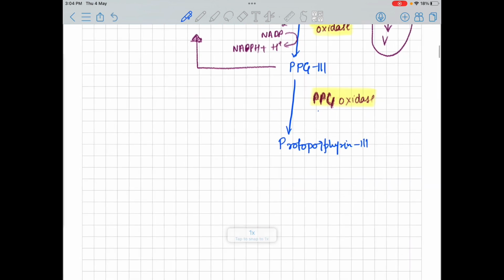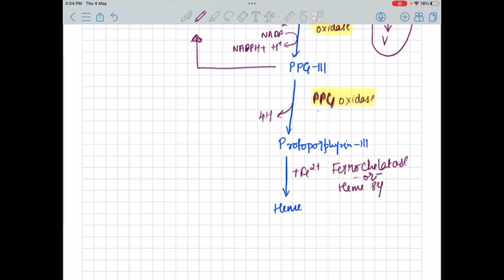Protoporphyrin 3 is going to be converted to heme in this step. Before that, over here, actually what happened was there was removal of 4 hydrogen groups, and from protoporphyrin to heme, here there is addition of Fe2 plus. The enzyme used over here is ferrochelatase. It is also known as heme synthase. So this was heme synthesis.